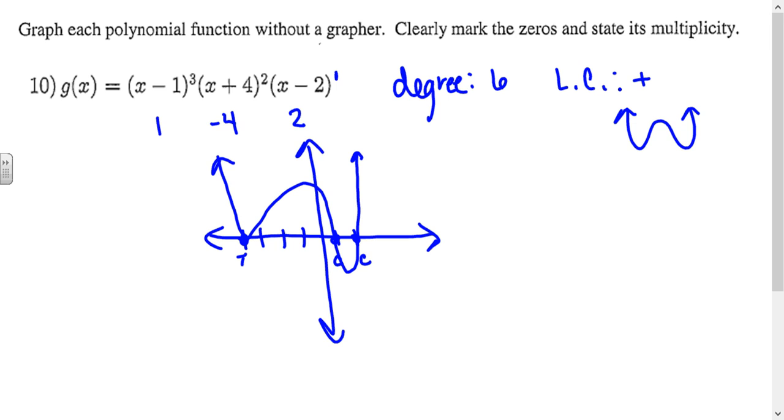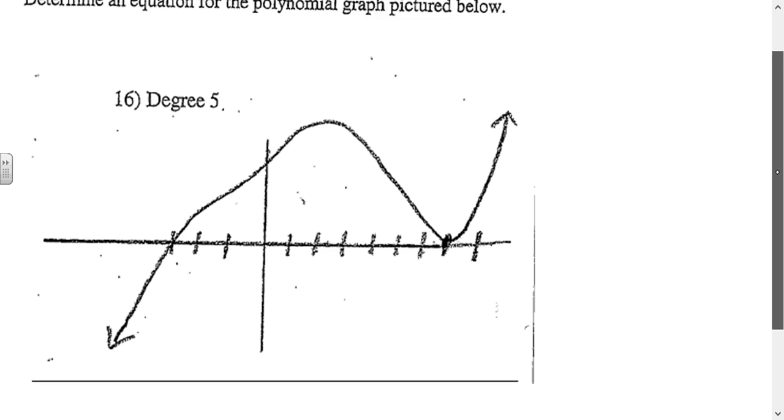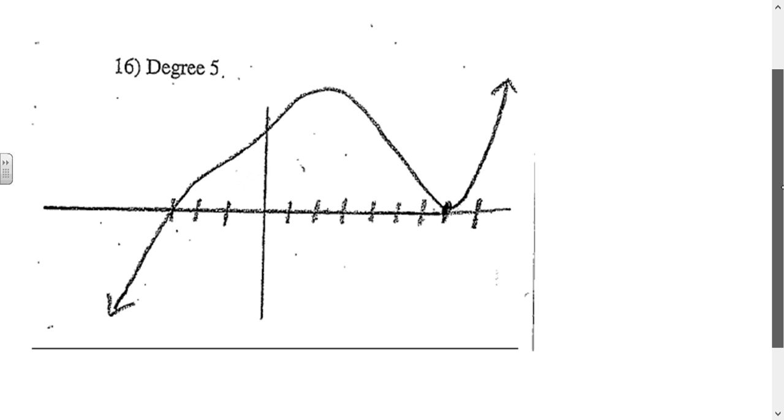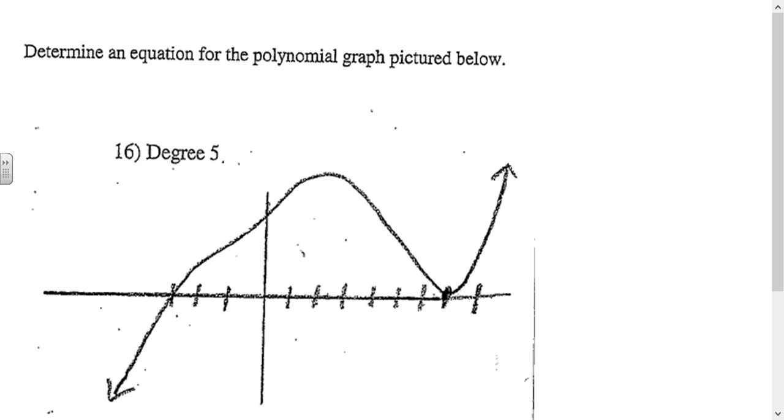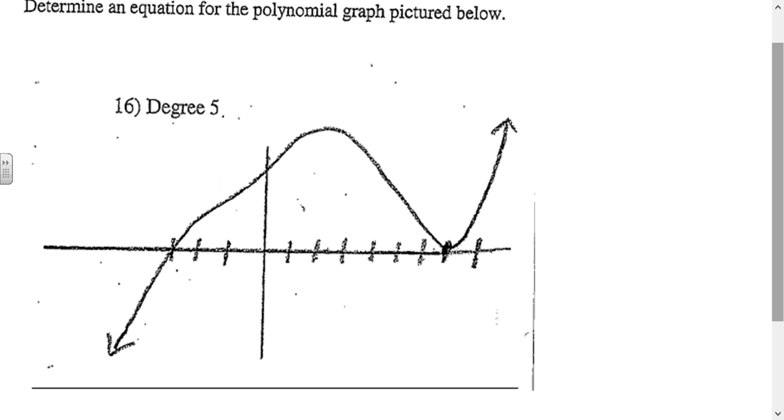Okay, now let's switch to the back side, and we're going to look at number 16. So this is kind of a different example. This one says determine an equation for the polynomial graph pictured below. So for this one, if I look at my end behavior, it goes down on the left and up on the right, which means that it would have an odd degree, which they already gave us, and the leading coefficient is positive.